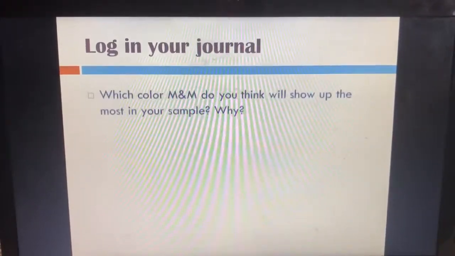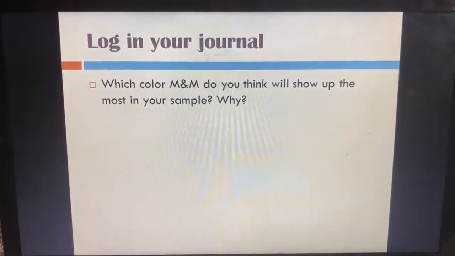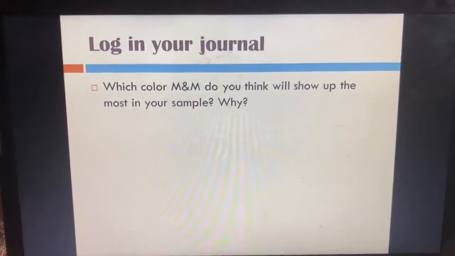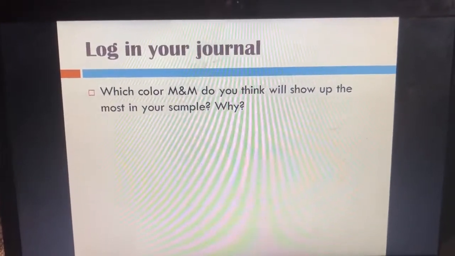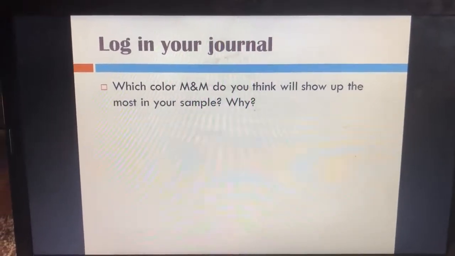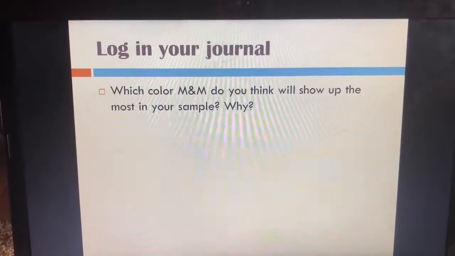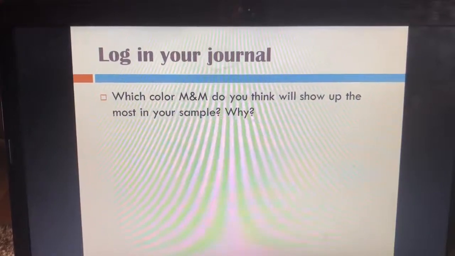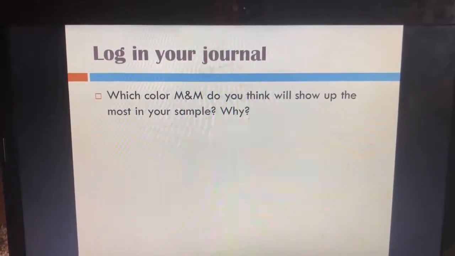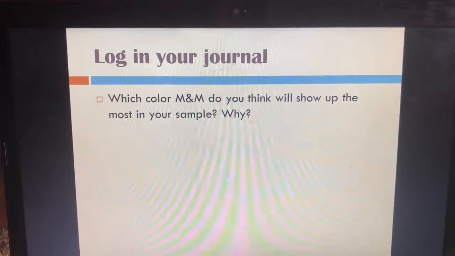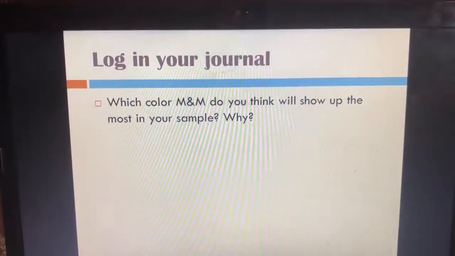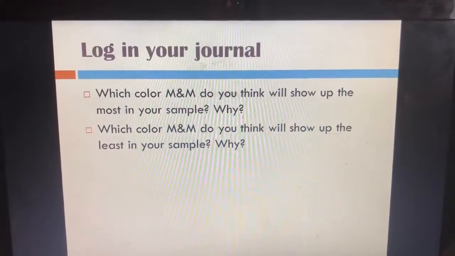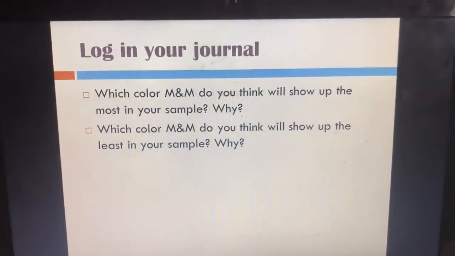So in your journal, I want you to answer the question, what color M&M do you think will show up the most in your sample bag of M&Ms? And why do you think this? So this is your prediction, so there is no right or wrong answer. Just make sure you choose one of the 6 colors that we just discussed that will be in the M&M bags. And also, you will need to answer which color M&M do you think will show up the least in your sample and why.